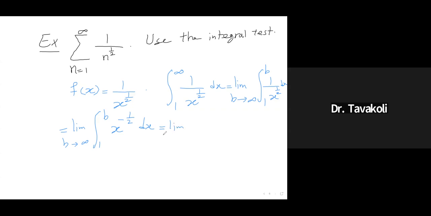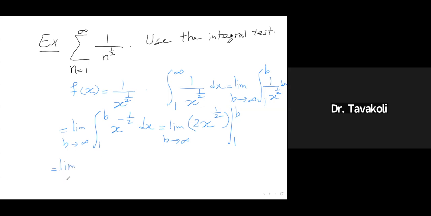So the limit as b tends to infinity. Antiderivative of x to minus 1 half using the power rule is x to the power of minus 1 half plus 1, which is 1 half, divided by 1 half. Dividing by 1 half is the same as multiplying by 2. And this should be evaluated at the limits of the integral. And we should do the subtraction.